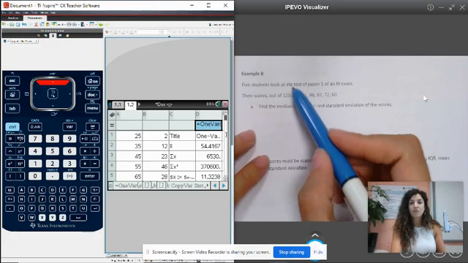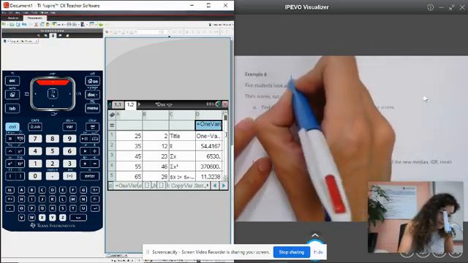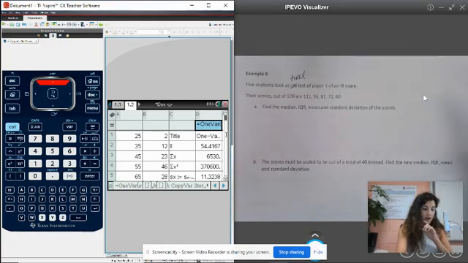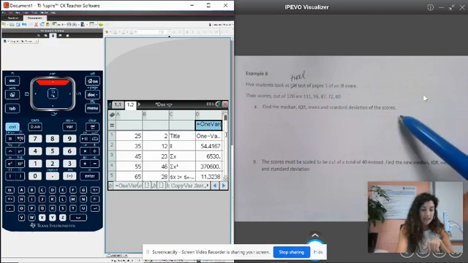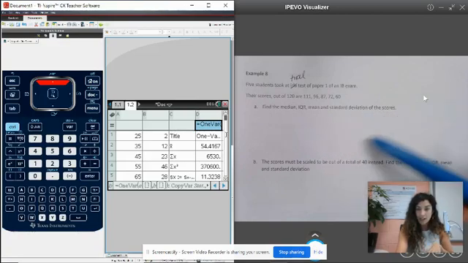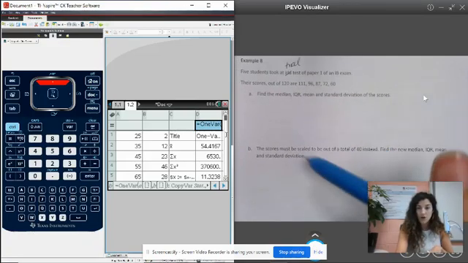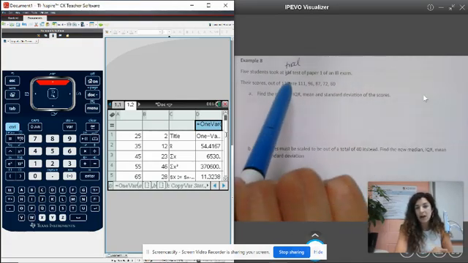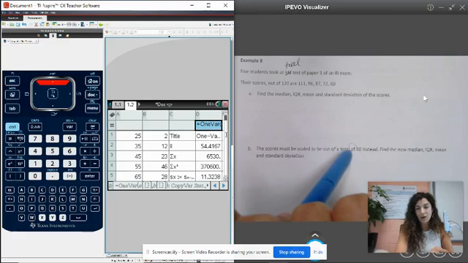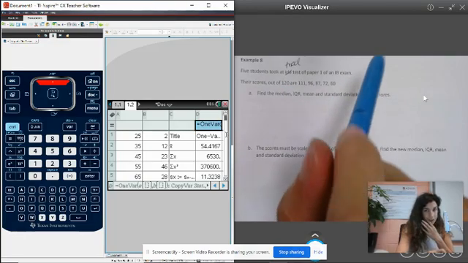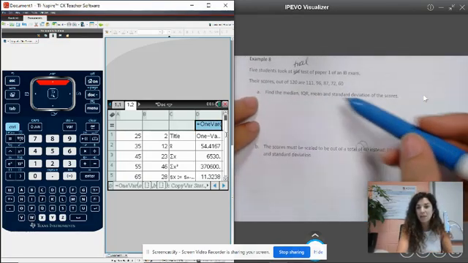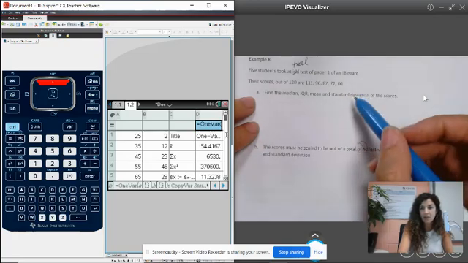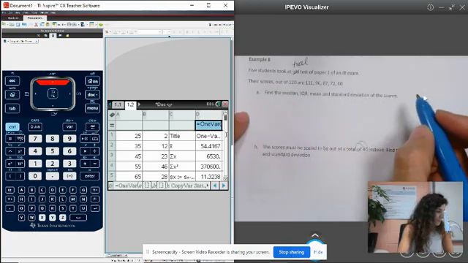In this case, we have 5 students that took a trial test. Here are the scores. We're going to find the mean, median, and standard deviation, which you can totally do on your own. And then we're told that we're scaled out of 40. So we're taking out of 120 and turning it into out of 40. And so we're going to talk about how we deal with that. So right now, go and find your mean, median, and standard deviation, as well as IQR.